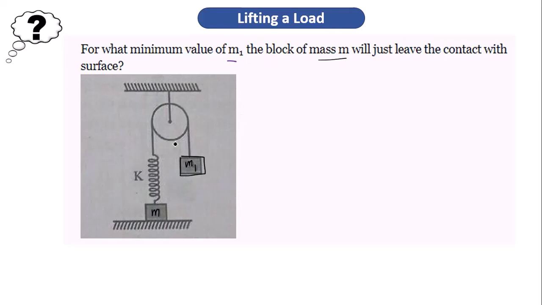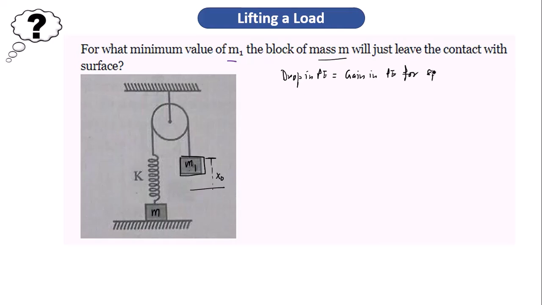Initially the mass is resting on the ground and there is no extension inside the spring. Let us say the mass M1 is dropped by a distance of x naught. Because of that, the spring will be extended by x naught. So what you can write for the mass M1 and K as a system: the drop in potential energy is equal to the gain in potential energy of the spring.